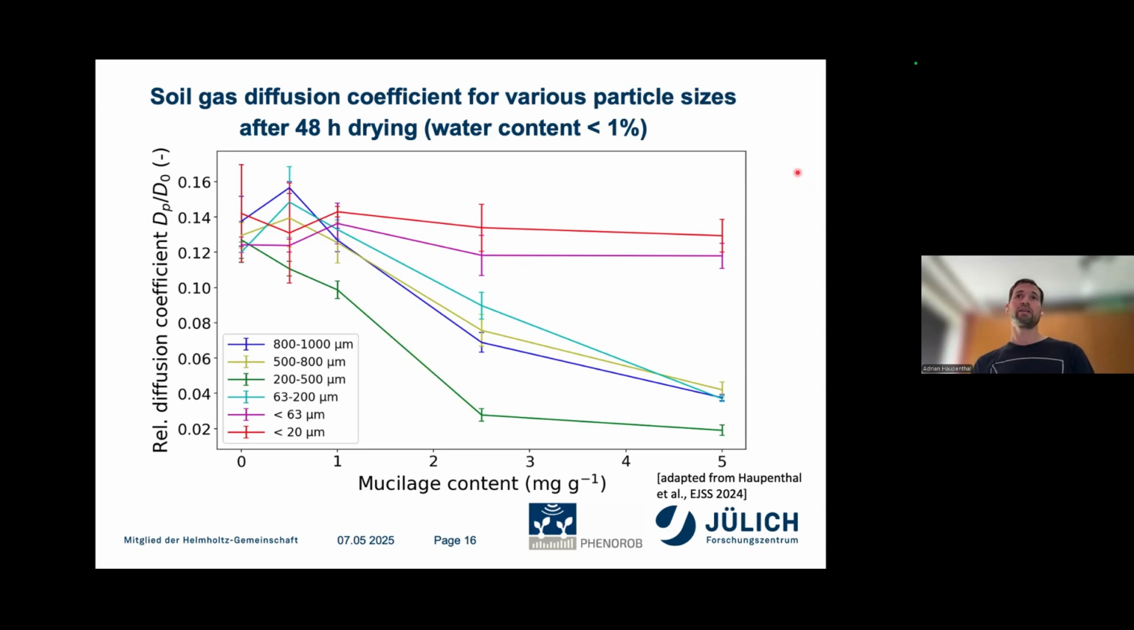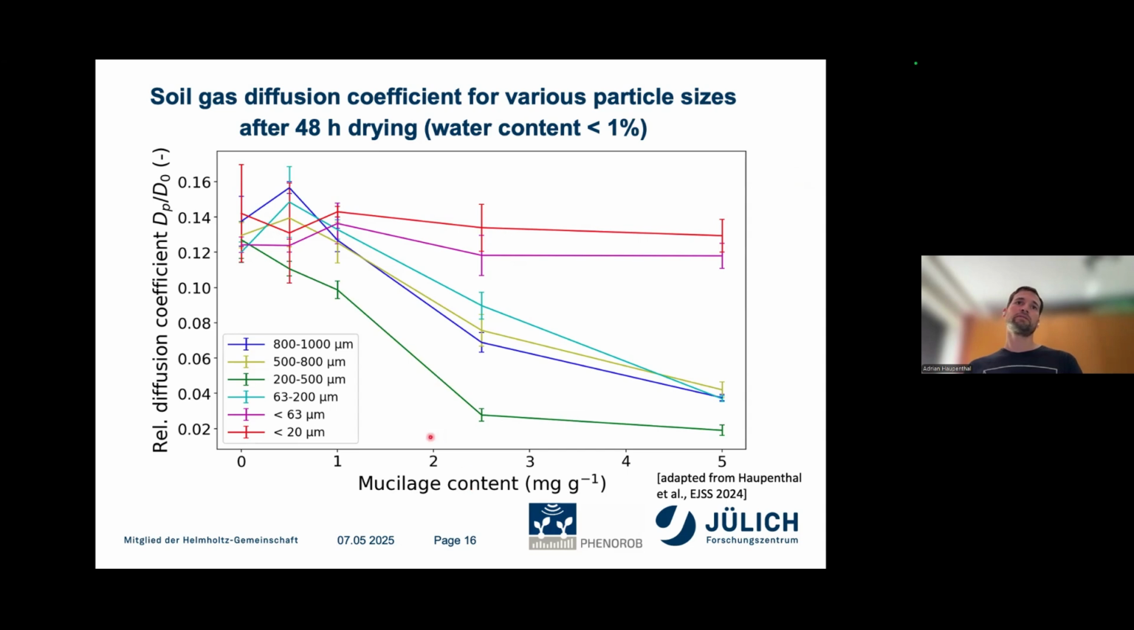So mucilage is not able to deposit in every pore, and this will at some point outweigh the potential pore throats where mucilage can accumulate. So we still have a lot of pores open for the gas to diffuse through, and mucilage does have no effect here.